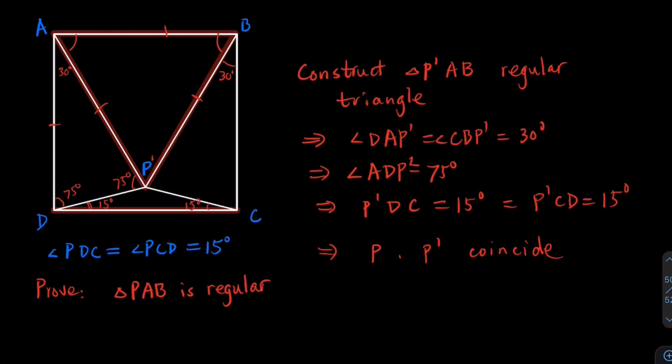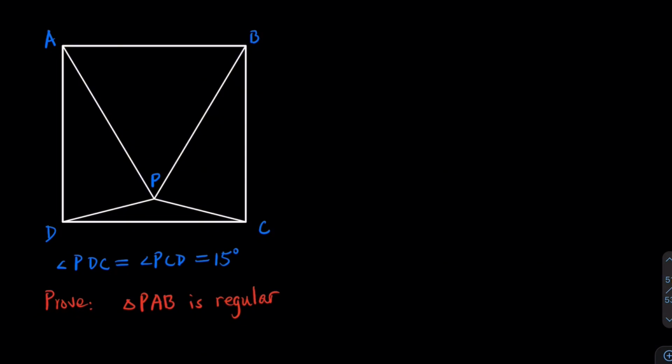So this is the second proof. We just proved that it is a regular triangle. Let's try the third proof. What we want to do, let's move this away.